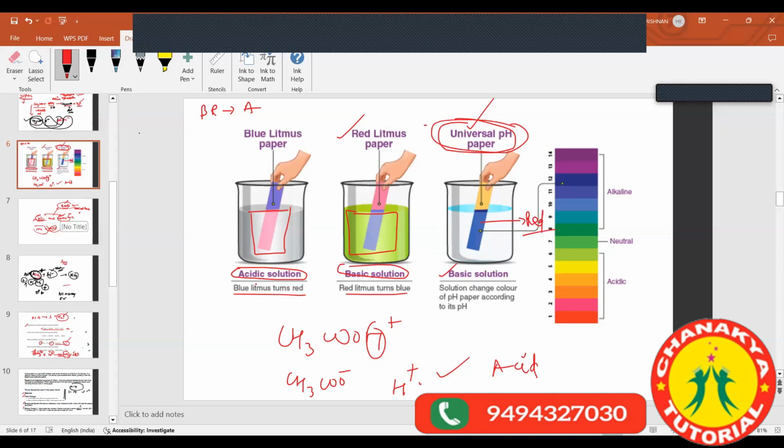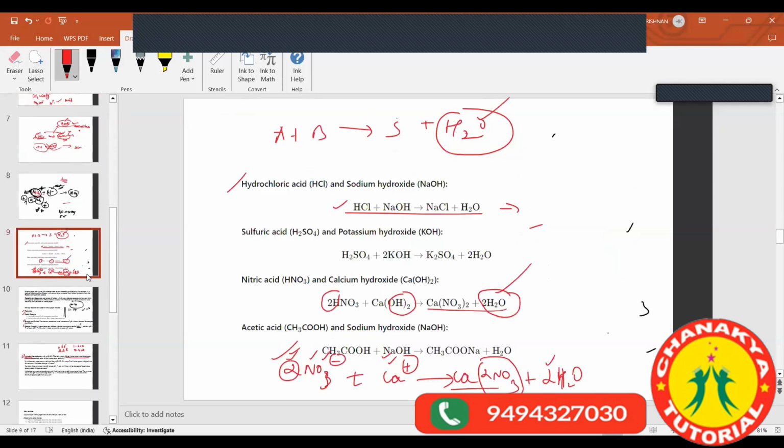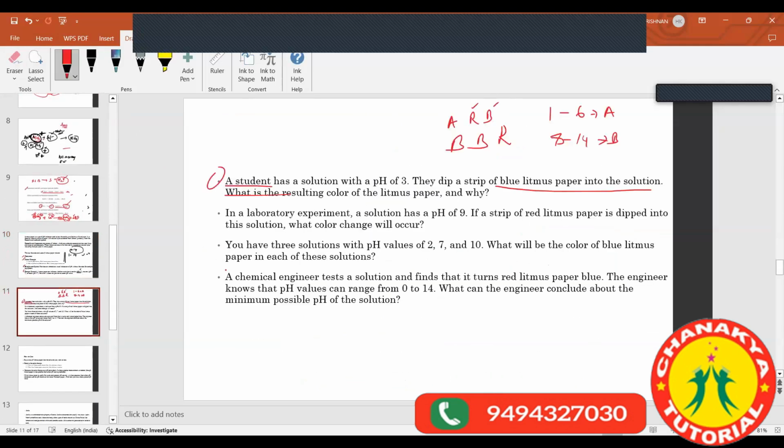If you put the red color paper into acidic solution, I think no change will be there, according to my guesses. Ma'am, it depends upon how acidic it is. Ma'am, the answer for the third one is: first when you dip it, it will be red color, and next time you dip it, for pH 7 it will be green, and for pH 10 it will still be blue. Yes, ma'am. Same.